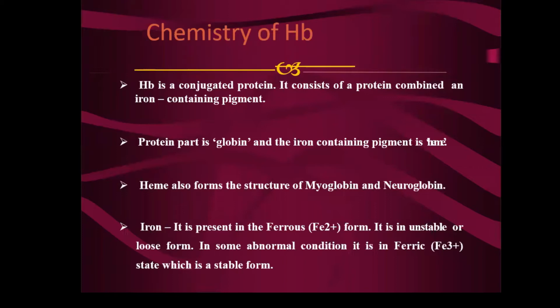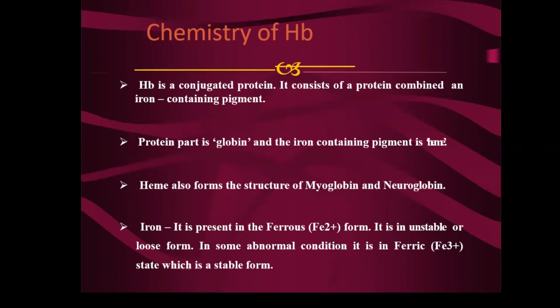Chemistry of hemoglobin. Hemoglobin is a red pigment of blood. It's a chromoprotein consisting of two parts. The main part, which constitutes 96% of the hemoglobin, is a specific simple protein known as globin, also known as histone protein. The other, relatively small portion, which constitutes just 4% of the hemoglobin, is a non-specific prosthetic group, also known as an iron-containing pigment, which is called heme.